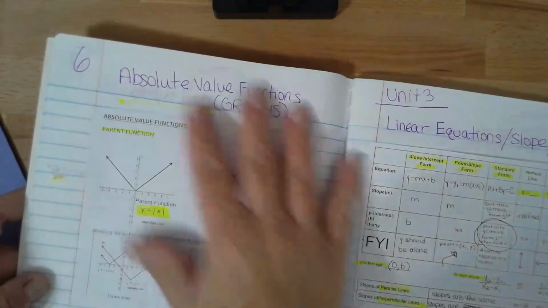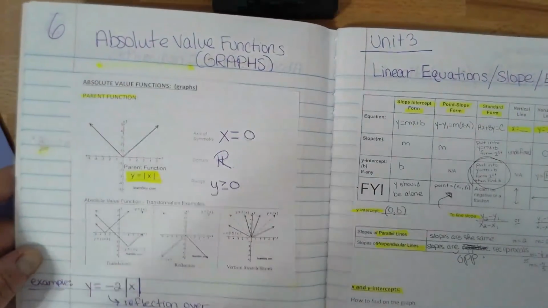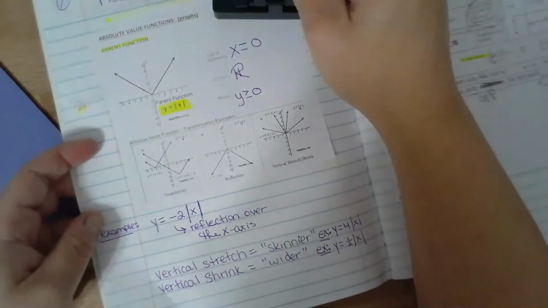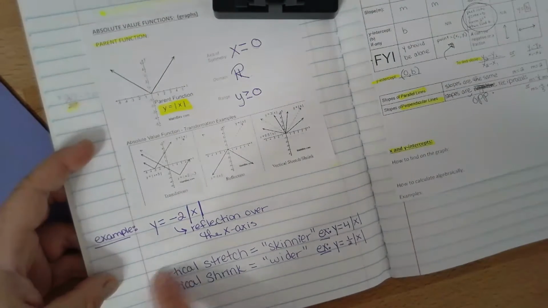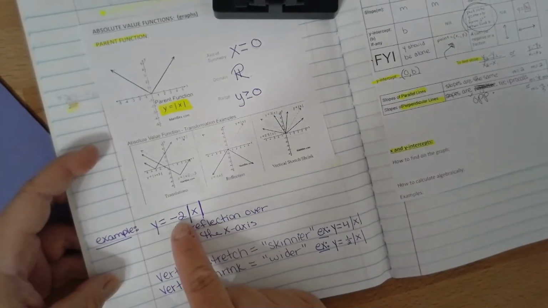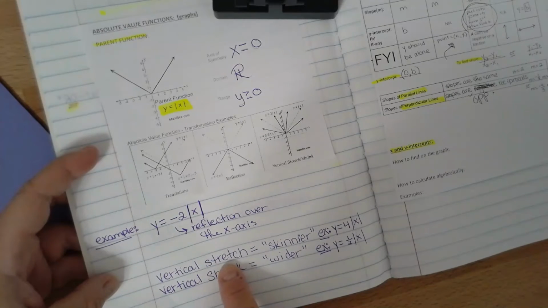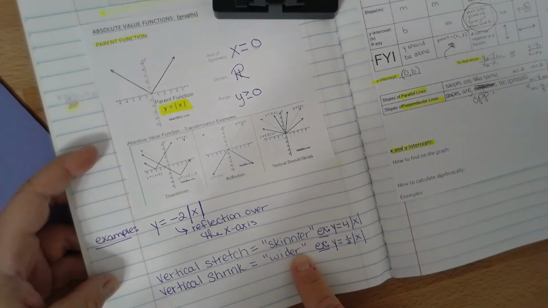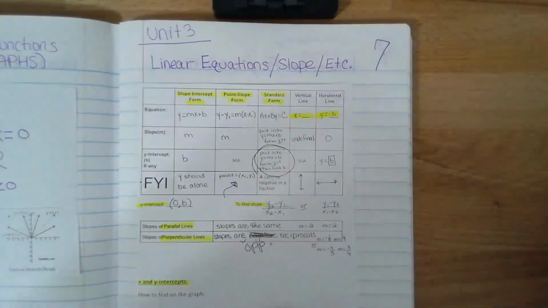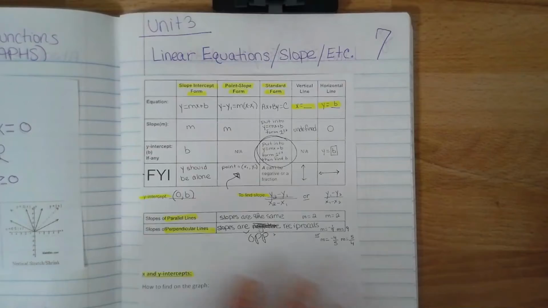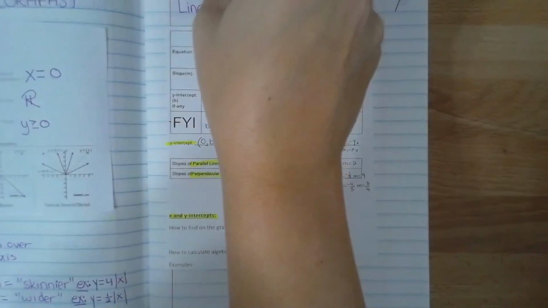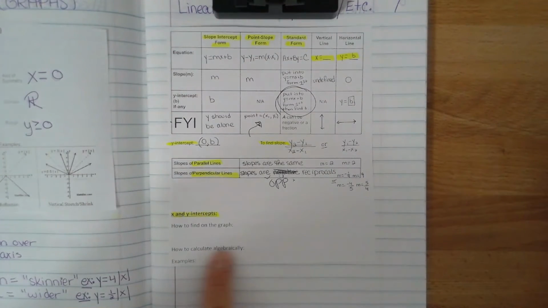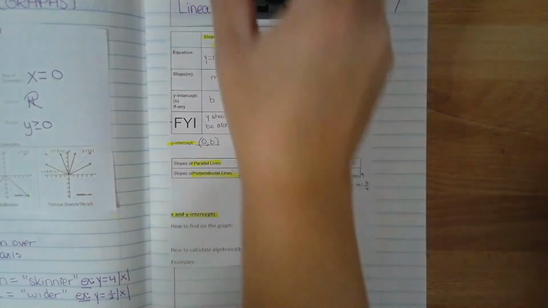Page 6 was absolute value functions, the graphs, when we dealt with the parent functions. I kind of added some more notes down here just because this is more complicated. Right? When is it a reflection? When the A is negative. What does it mean to be a stretch and a shrink? Okay, you may want to add that in. And then page 7 was the last foldable I gave you, which was all about slope and linear equations. Again, notice that the X and Y intercepts are blank. You need to fill that in.